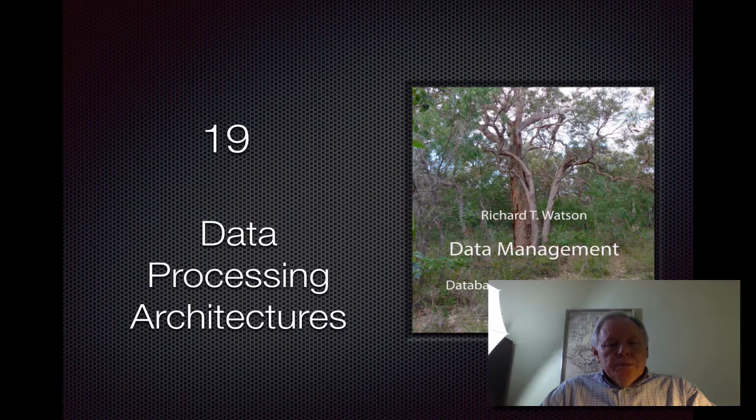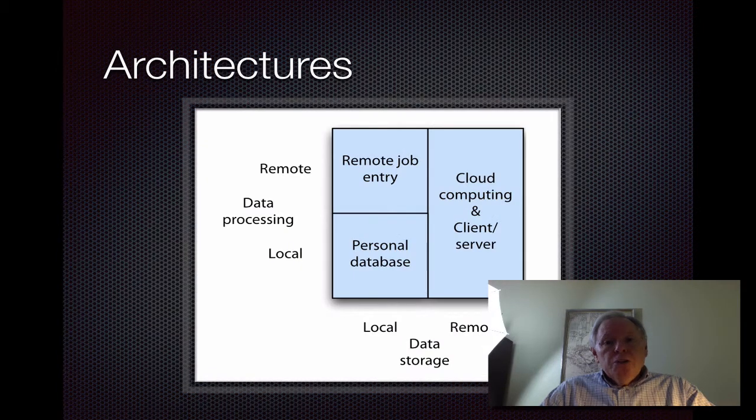Hello. Chapter 19 is about data processing architectures. Three different types of architecture are introduced. Architectures are based upon whether you process data locally or remotely, or whether data storage is local or remote.